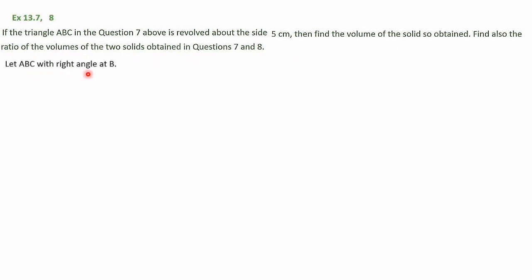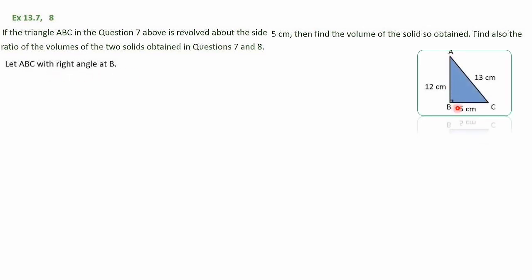Here ABC, as we have mentioned before, is a right angle triangle, right angle at B. The longest side we have taken as the hypotenuse, that is 13 centimeter, and the other two sides are 12 centimeter and 5 centimeter. In the previous question, we formed a cone by revolving this triangle around the axis AB, 12 centimeter. And here we are going to revolve around the length BC. So AC will be the hypotenuse. AC is 13 centimeter, AB 12 centimeter, BC 5 centimeter. This we have all explained.